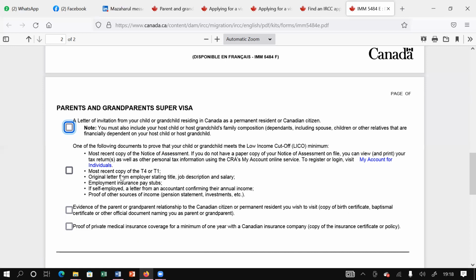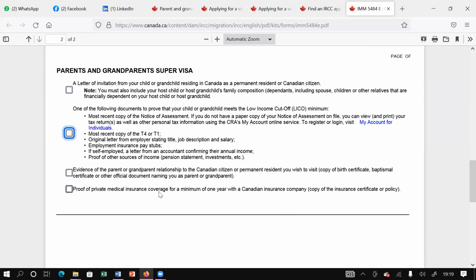Most recent copy of the T4 or T1, or see original letter from employer stating the job title, description, and salary. This will work easily. Proof of sources of income, other incomes can also be possible. Evidence of the parent or grandparent relationship to the citizenship.